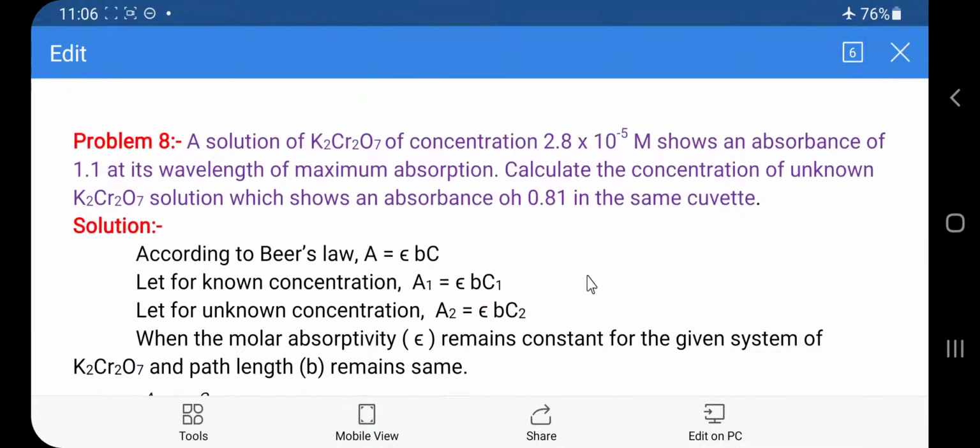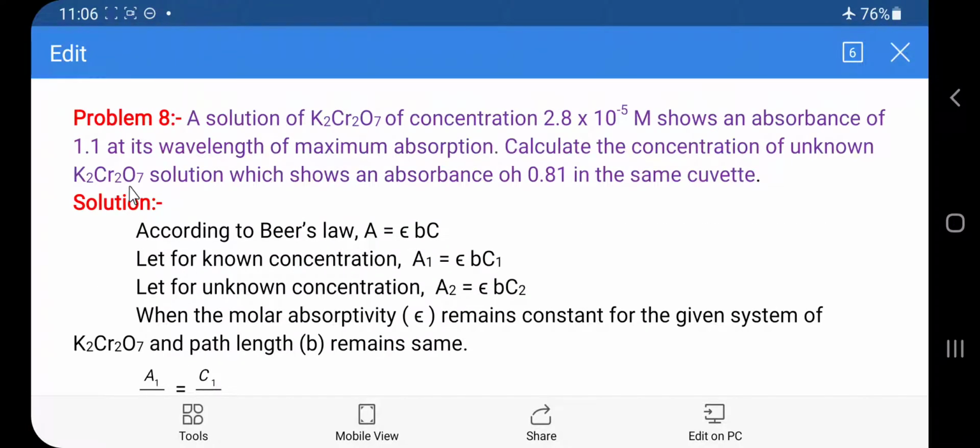Then let us consider problem number 8. A solution of potassium dichromate of concentration 2.8 into 10 raised to minus 5 molar shows an absorbance of 1.1 at its wavelength of maximum absorption. Calculate the concentration of the unknown potassium dichromate solution, which shows an absorbance of 0.81 in the same cuvette. Again friends, this is a two-step problem. In the first step, the concentration of the potassium dichromate is given, it is 2.8 into 10 raised to minus 5 molar, as well as the value of the absorbance is also given, it is 1.1.